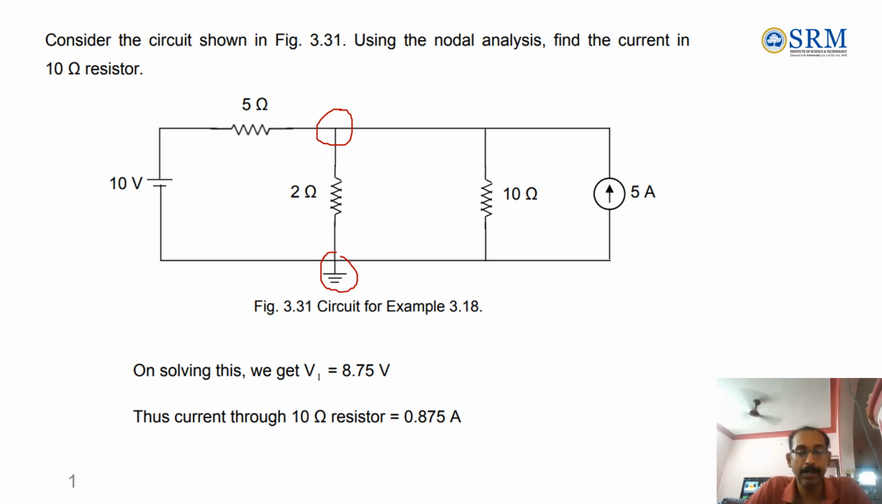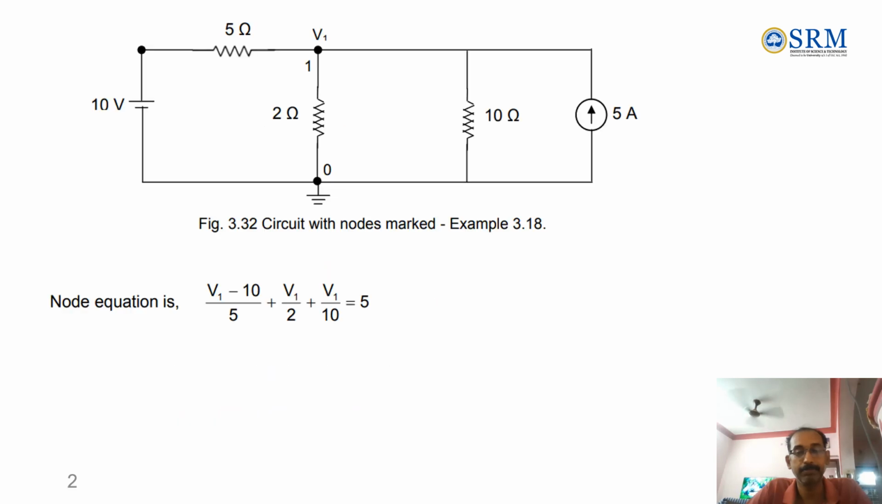Now let us see, on solving this, we will get the value of V1, that is the node voltage with respect to the ground, as 8.75. The current flowing through the 10 ohm resistance is 0.875. How? As I told you, this V1 is the potential difference between this point and this reference. It is called V1. This is node 1, only one node.